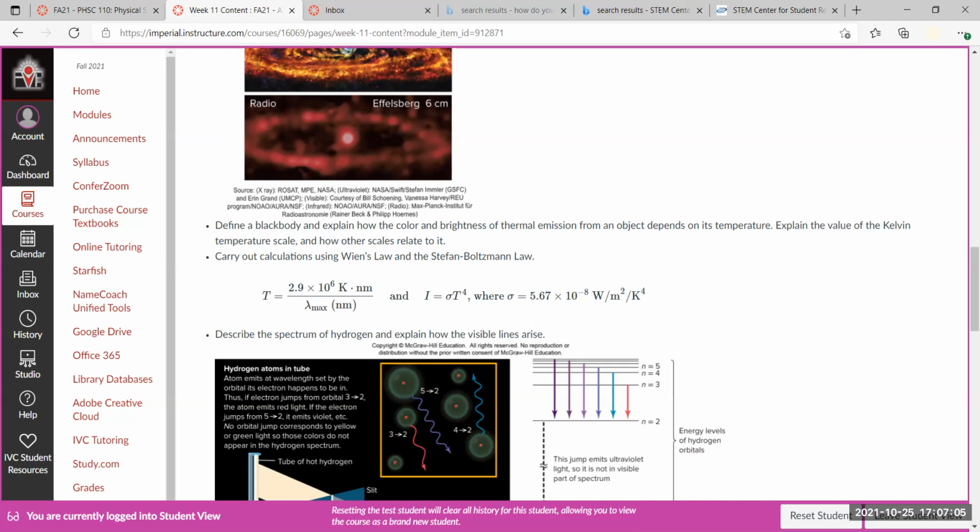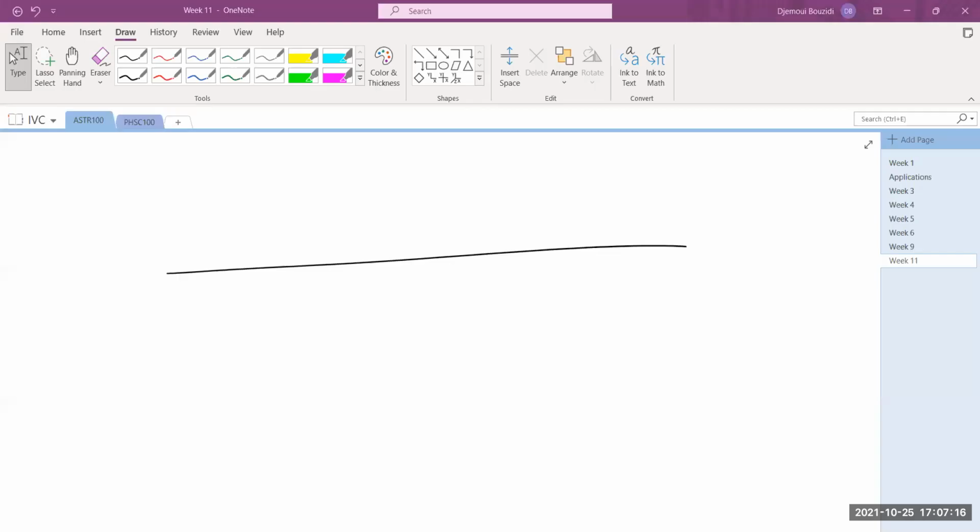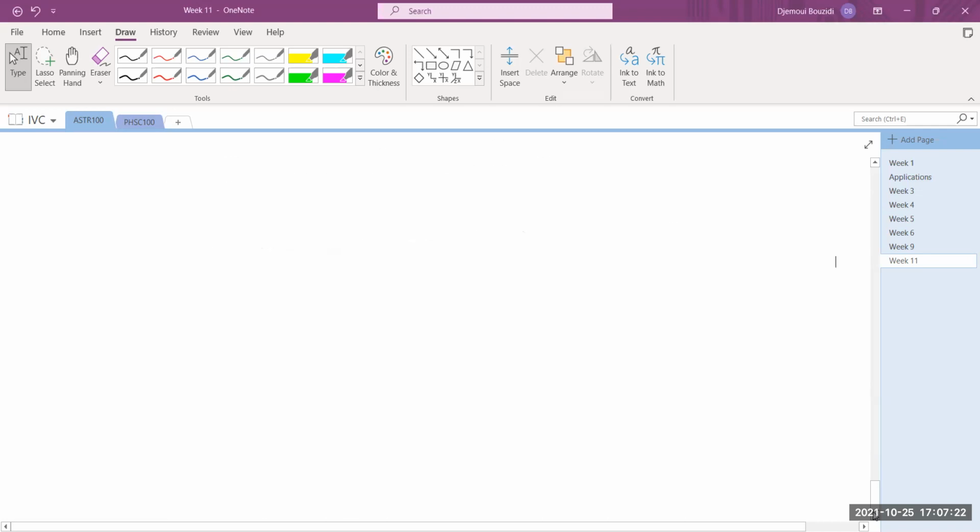Let me share another screen here because it's important to explain what's going on. If I have an object that has a given temperature, it's going to emit radiation, and the typical emission spectrum, even if we use black body radiation, is of this type.